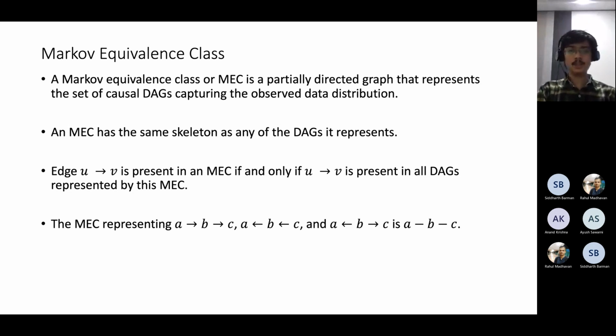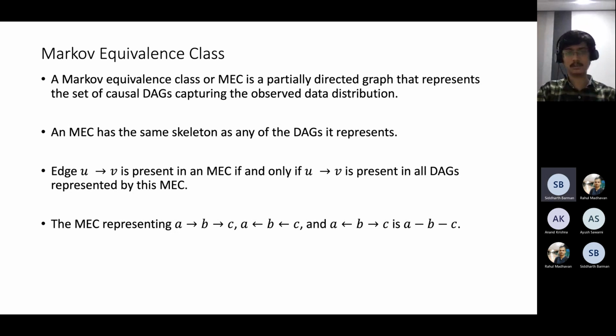Okay, so as an example, take the MEC representing these three graphs, where in the first graph the edges are from A to B and from B to C, in the second B to A and C to B, and in the third B to A and B to C. The MEC representing these three graphs is A undirected edge B and B undirected edge C. This is because there is a graph with direction from B to A as well as A to B, and similarly there is a graph with direction B to C as well as C to B. Therefore, the edges between A and B and between B and C must be undirected in the MEC.